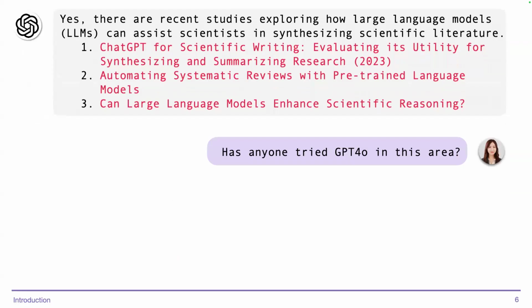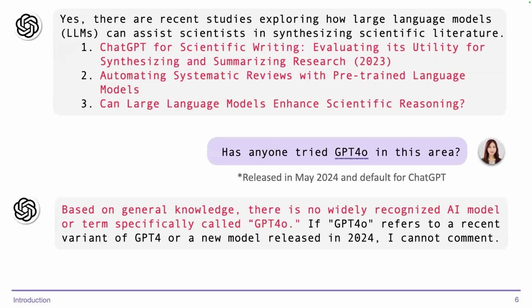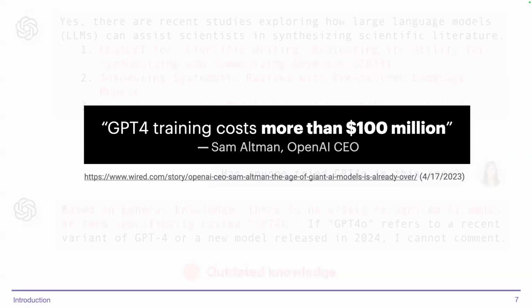Moreover, I asked, has anyone tried GPT-4o in this area? A model released by OpenAI in May 2024, a year ago, and the default for ChatGPT. Surprisingly, ChatGPT itself responded that no widely recognized model called GPT-4o exists. This highlights how quickly language models become outdated. Remember, training those models also requires massive investment. OpenAI CEO Sam Altman stated that training GPT-4 cost over $100 million US. This is due to the enormous GPU power needed to accommodate this growing data and model size during training time.